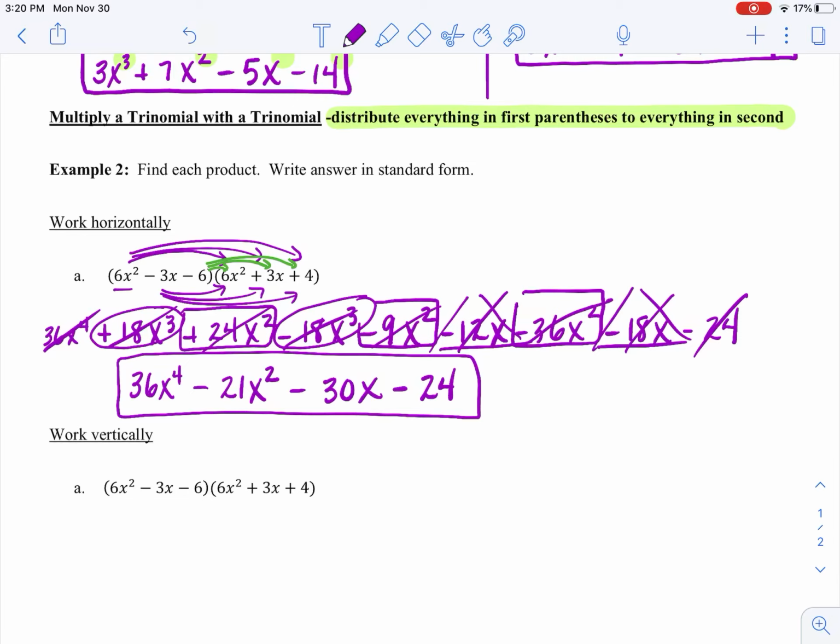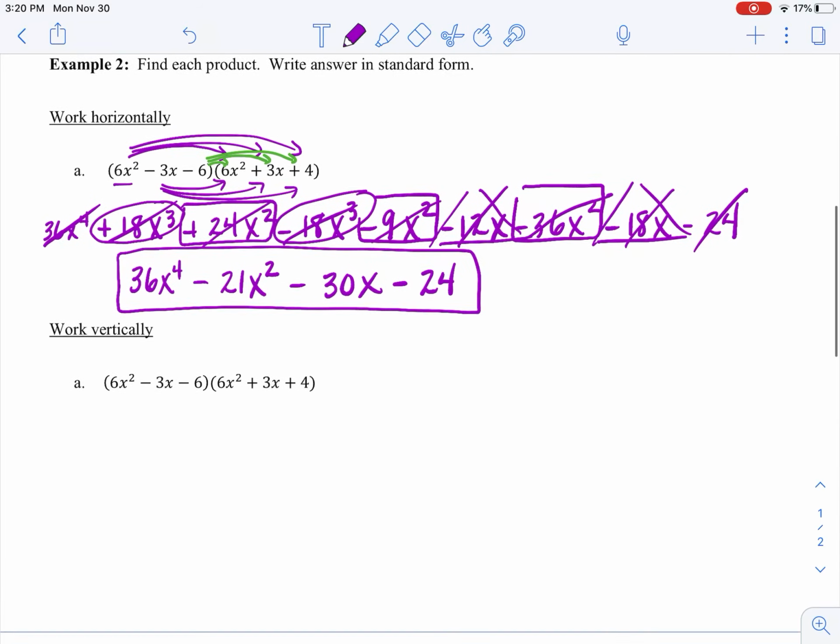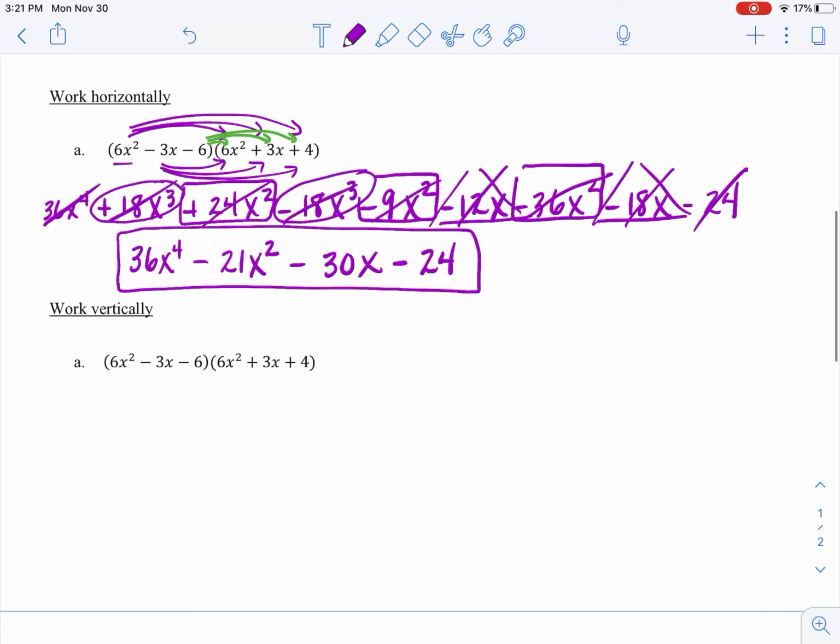So you have 9 terms written horizontally, and you have to look for those like terms and get those combined. Let's do it vertically. Remember, if you do it vertically, you're going to distribute the 6x squared first. When you move down to the negative 3x, you're going to move down. When you move to the negative 6, you're going to move down again. We're going to be working vertically instead.